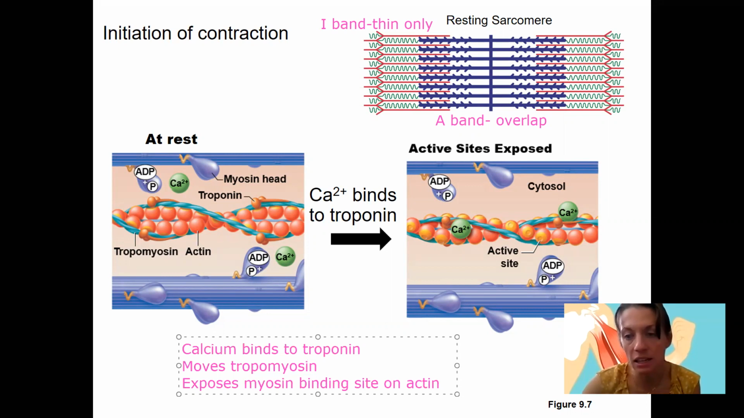And we still have ADP and the phosphate groups on those myosin heads. Nothing's happened yet except that calcium has exposed the active sites. And we're going to have a process that uses ATP. That shouldn't be too much of a surprise because you know that muscle contraction requires energy. I also had ADP up here, which is going to give you a hint that ATP is going to be involved. So let's look at this contraction cycle.